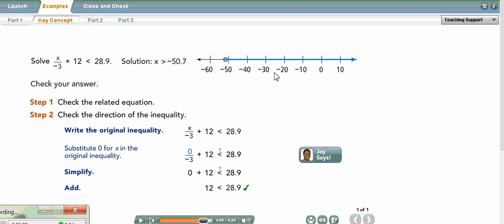Now we're going to check for a number that's within our solution range. One of my possible solutions is 0. So since that's possible, I'm going to use it because 0 makes my life very easy. So if x equals 0, I'll put in 0 wherever x is. So then I get 0 over negative 3, which is the same as 0. So then I get 12 is less than 28.9. Let's check that. Is 12 in fact less than 28.9? So yes, 12 is going to be less than 28.9. Sorry, I misspoke.